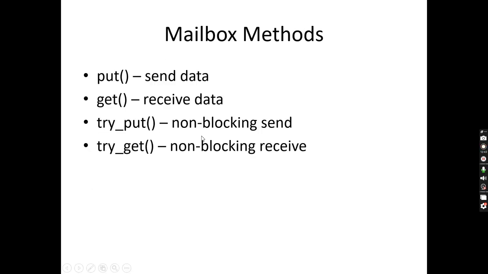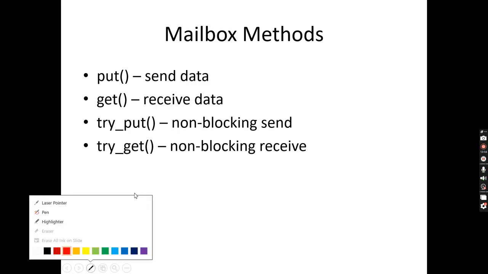Before that, we will go to the methods. These are the methods of the mailbox. Put is used for putting an object, putting some data inside the mailbox. Get is used to fetch the data. Try put and try get are non-blocking. Put and get are blocking methods and these two are non-blocking methods. So just know the difference between them. Let's see.